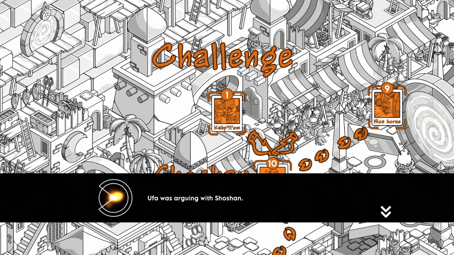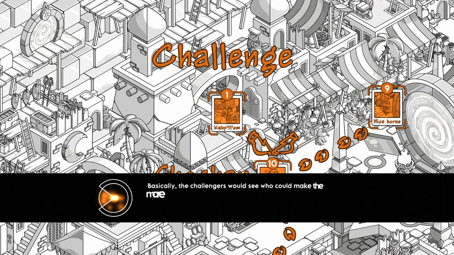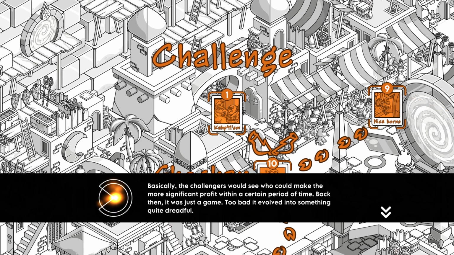Ufa is arguing with Shoshan. By the look of the stone behind them, the two had an ongoing challenge. It was called Conflatsum? Not sure if I pronounced that correctly, I'm so sorry. And it was quite a popular game between merchants of the Lost Age. Basically, the challengers would see who could make the most significant profit within a certain period of time.